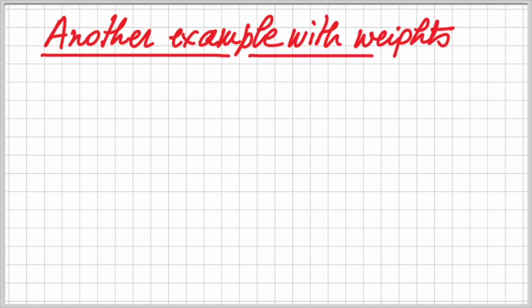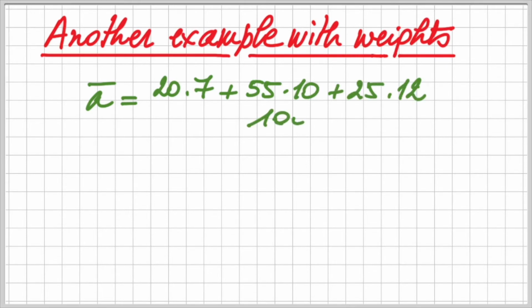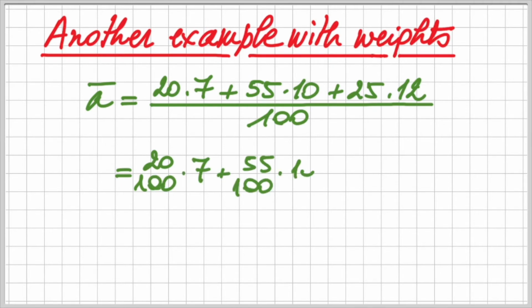And when we look at this in the next slide, we see that we find the same formula. I just rewrite the same formula, and now I'm going to rewrite it in a different way. So I'm always going to divide the frequency by n. So first, for 7, we find 20 as the frequency divided by n, which is 20 divided by 100. For 10, we find 55 divided by 100. And for 12, we find 25 divided by 100.